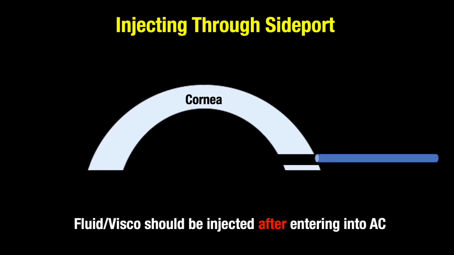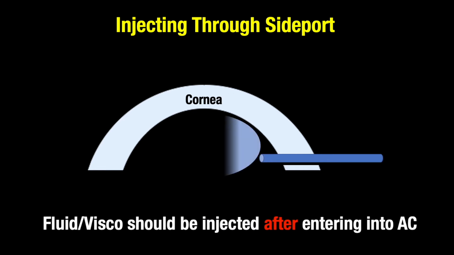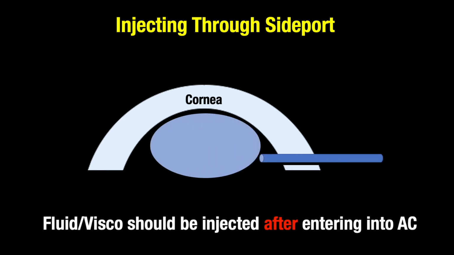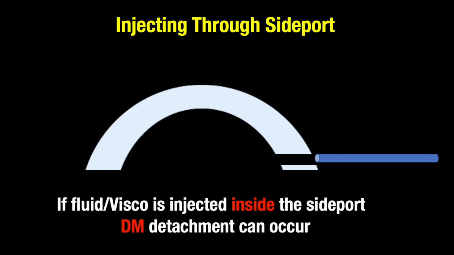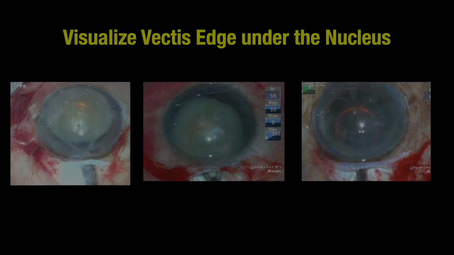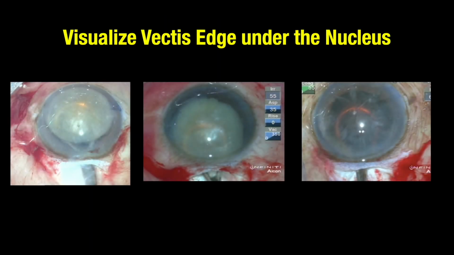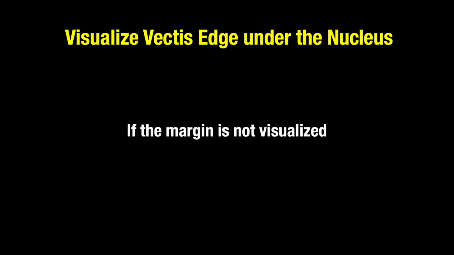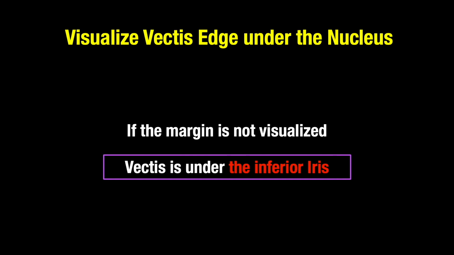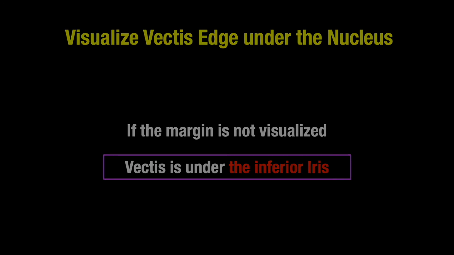We should always inject the fluid or visco through the sideport after entering the AC. If we inject within the wound, it can cause Descemet's membrane detachment. While Vectis delivery of the nucleus, we should always visualize the inferior margin of the Vectis. If the inferior margin of the Vectis is not visible, it means it's under the iris and can cause inferior iridodialysis.